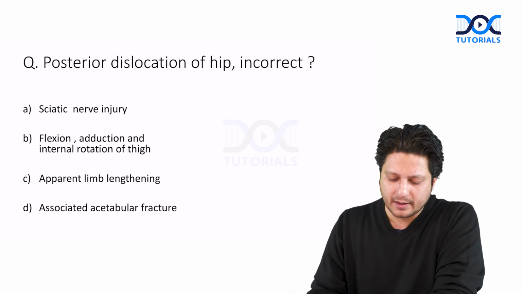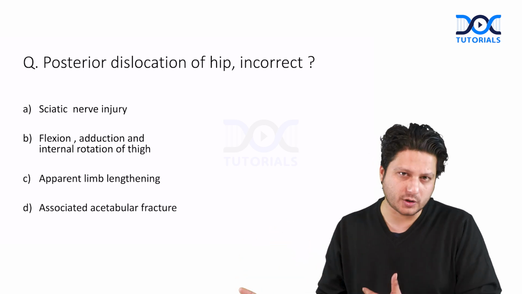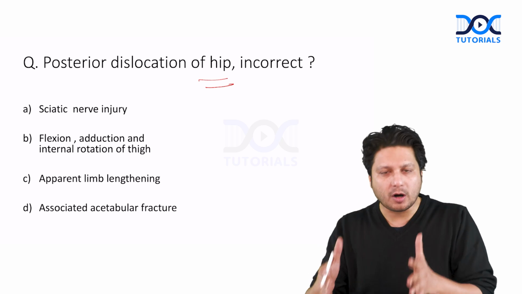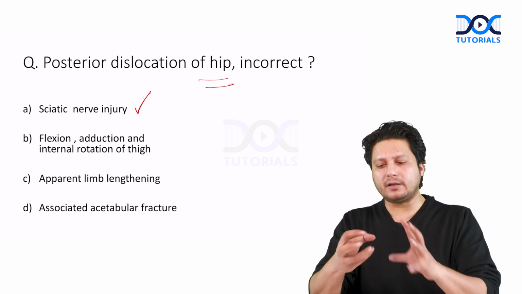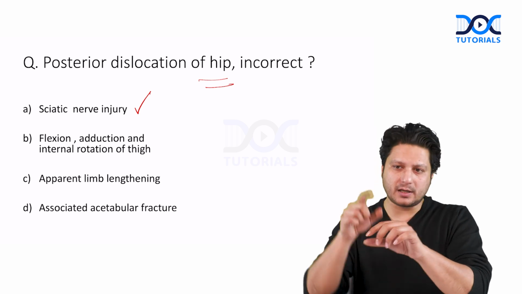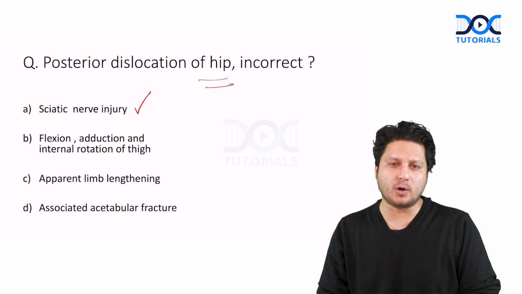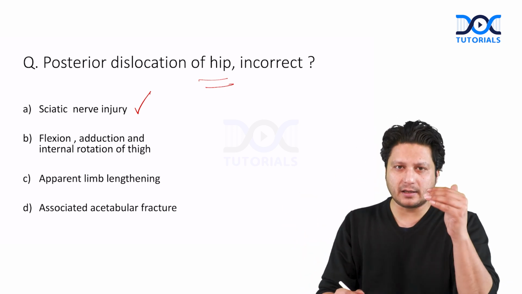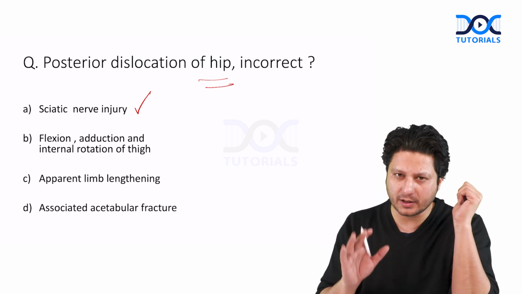All right. Next, which of the following is incorrect in relation to the posterior dislocation of the hip? Now, all of you are aware of the posterior dislocation of the hip. Let's talk about the options. Option number 1, sciatic nerve injury. Obviously, when the hip joint is thrust posteriorly, it is the sciatic nerve lying just posterior to the hip joint which might get compressed or injured temporarily. So the sciatic nerve is the only nerve which could be injured because of the posterior dislocation.